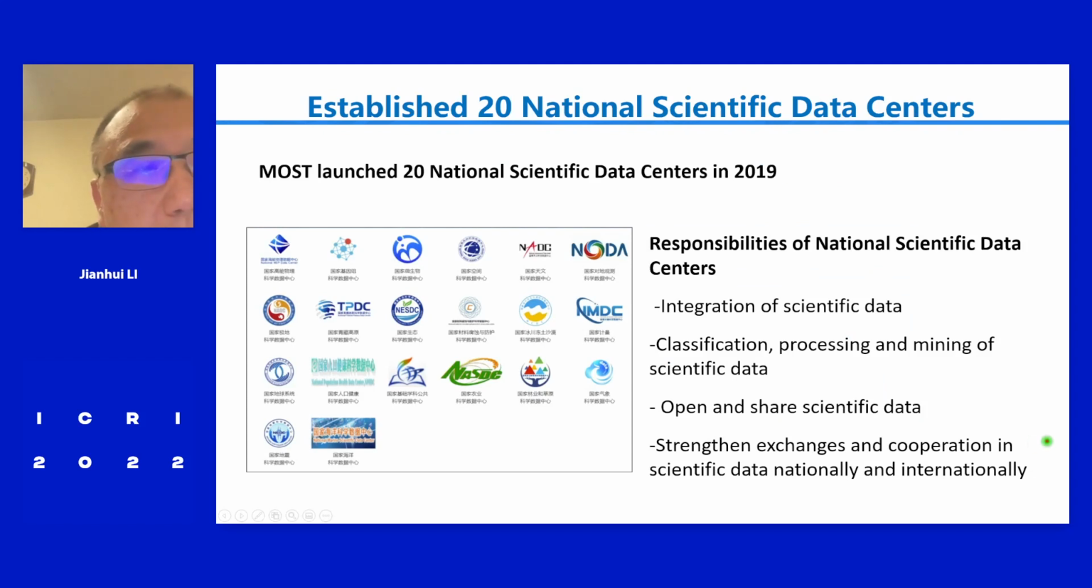The Chinese government's Ministry of Science and Technology launched 20 national scientific data centers in 2019. Each scientific data center is focused on one area. The responsibility of a national scientific data center is to preserve the research data submitted by scientists, integrate the different research data, and open and share scientific data. This is a basic infrastructure at the national level to support research data management and sharing.